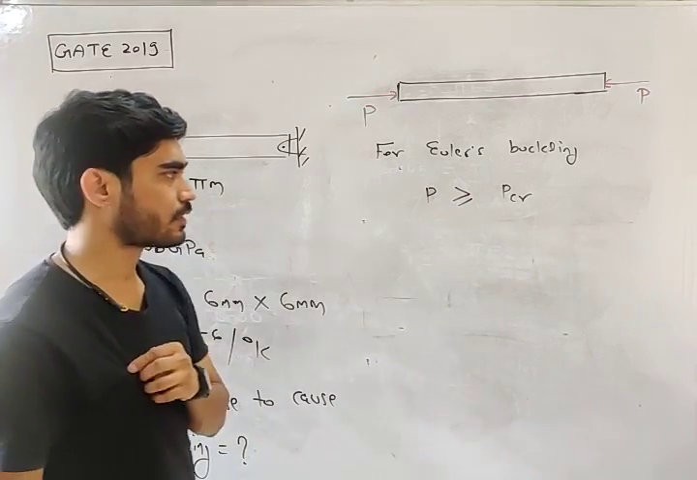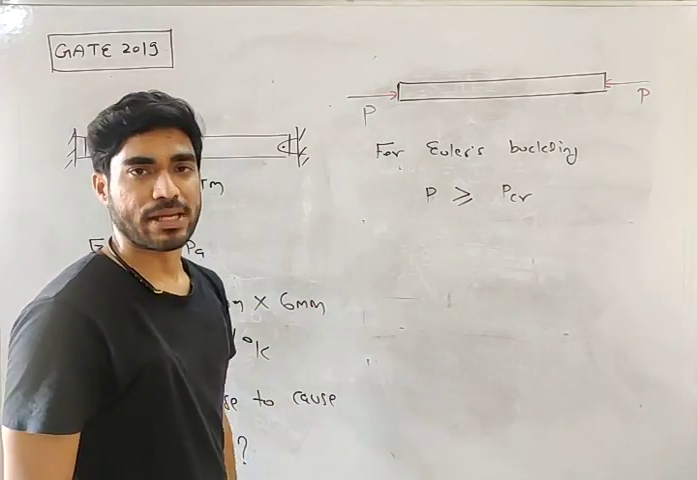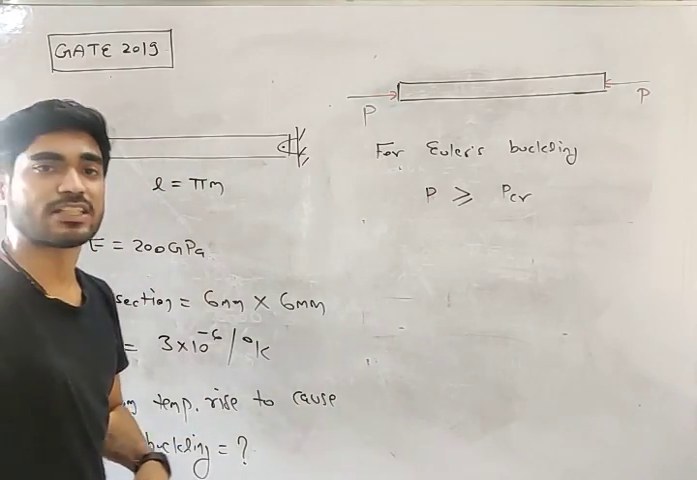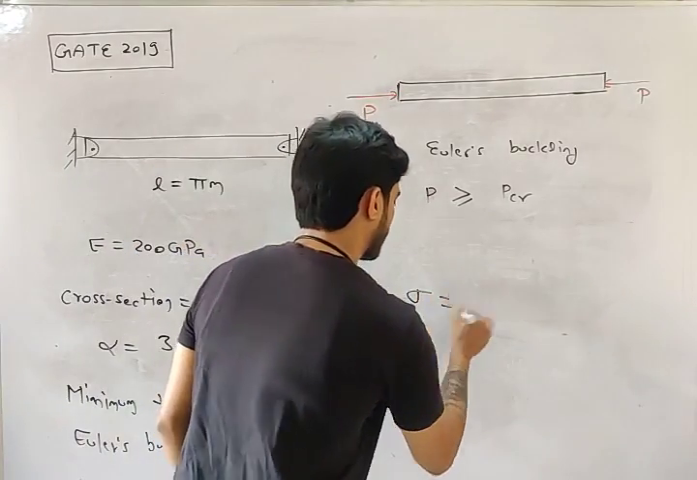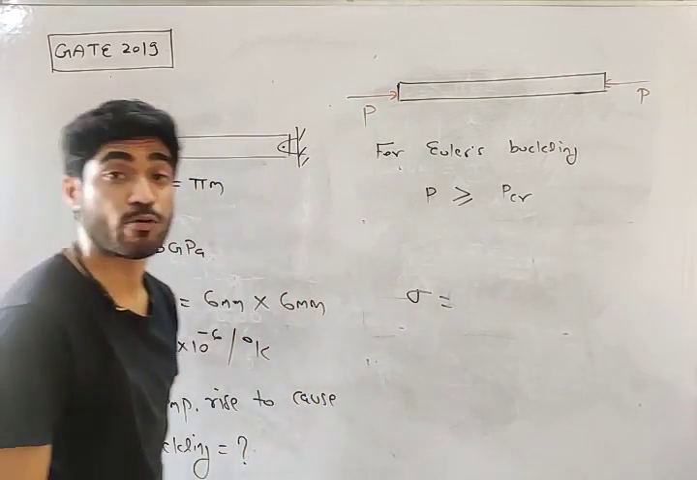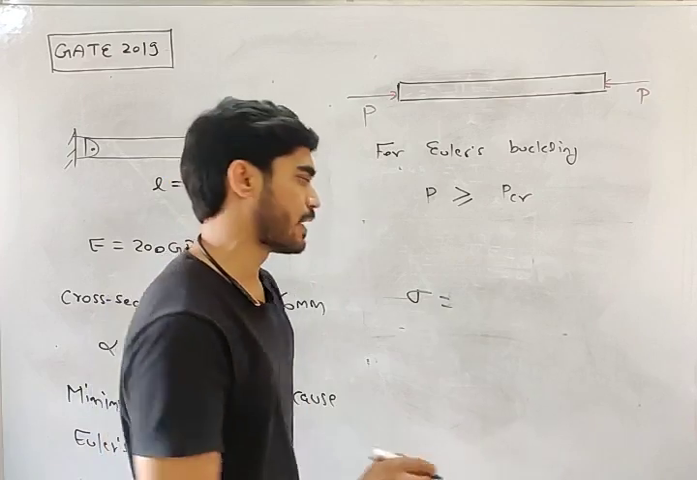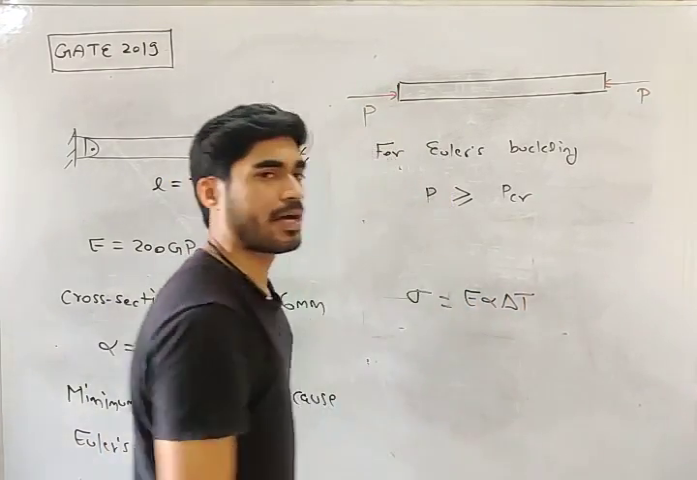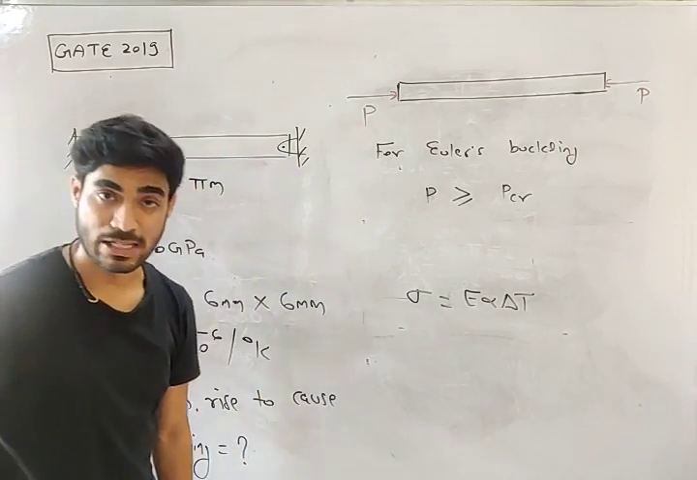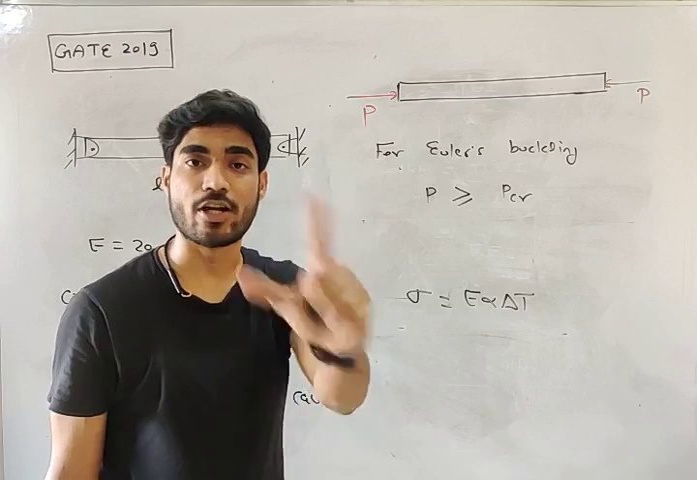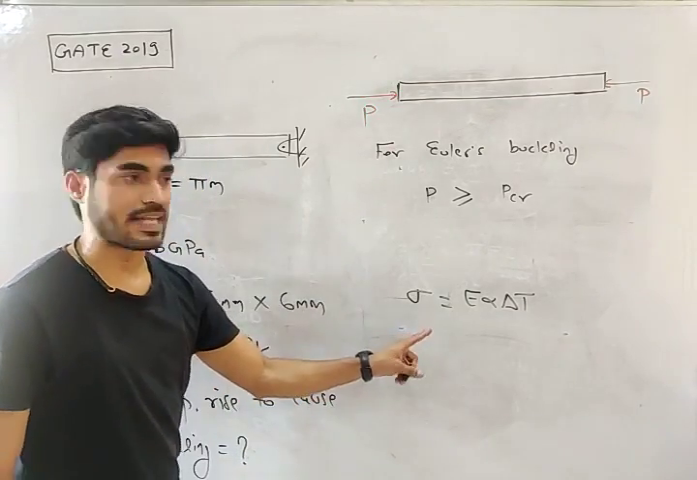Now, my friend, what will be the value of P? I told you to remember the equation of sigma. In this case, when both the ends are fixed and you are increasing the temperature, sigma is equal to E alpha del T. If you don't remember it, watch the video on thermal stress. I have made a very excellent video on thermal stress, so please watch that lecture.